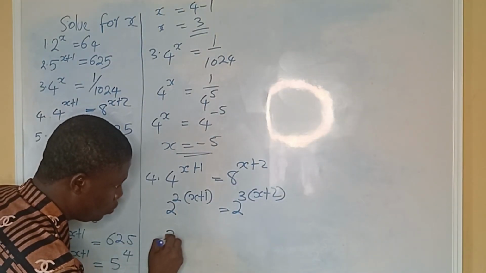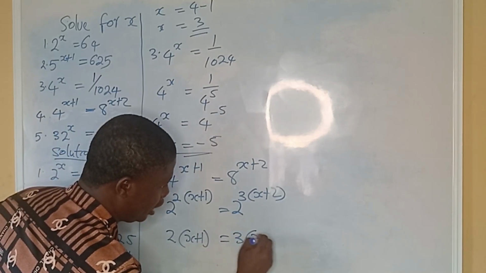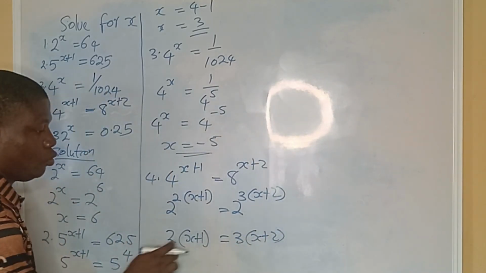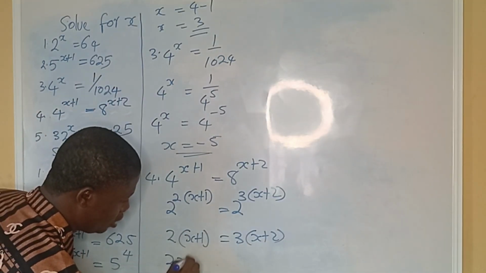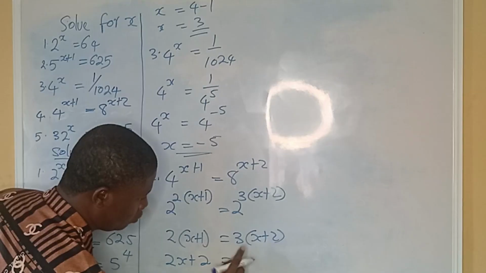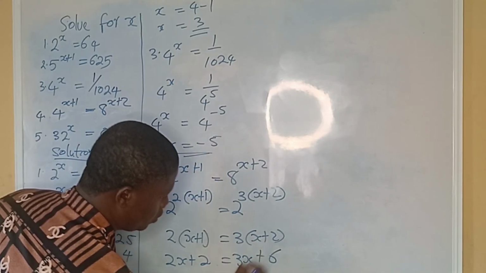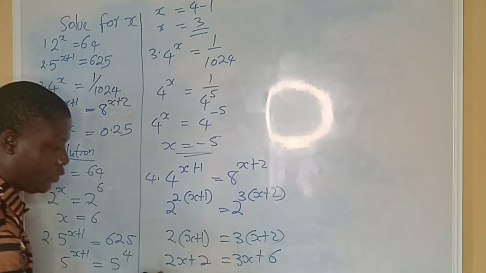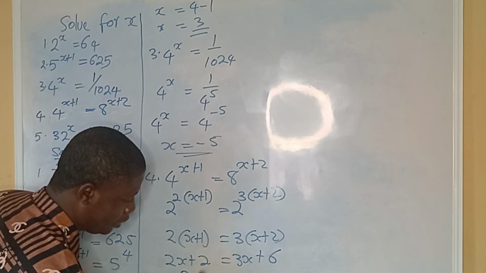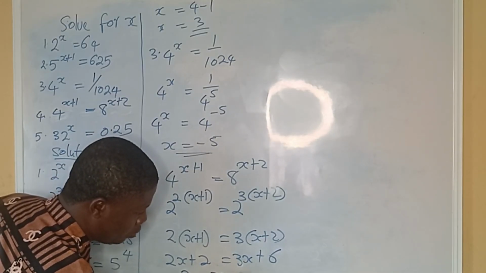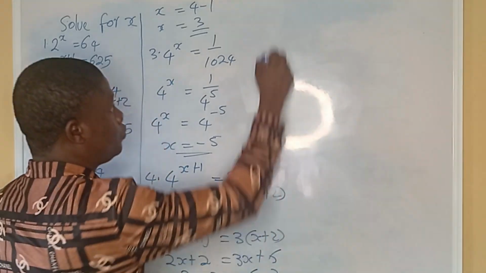And that will give us 2 into bracket x plus 1 is equal to 3 into bracket x plus 2. So we multiply out the brackets, and that will give us 2 times x is 2x plus 2 times 1 is 2, equal to 3 times x is 3x plus 3 times 2 is 6. So we collect like terms. That will give us 2x, and this 3x coming over will give us minus 3x, which is equal to 6 minus 2.